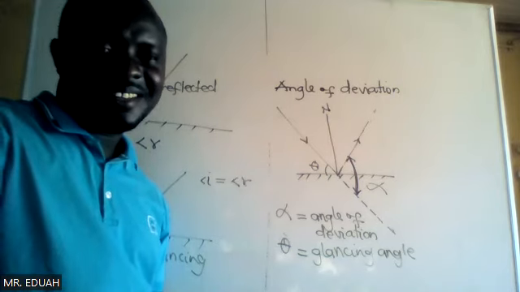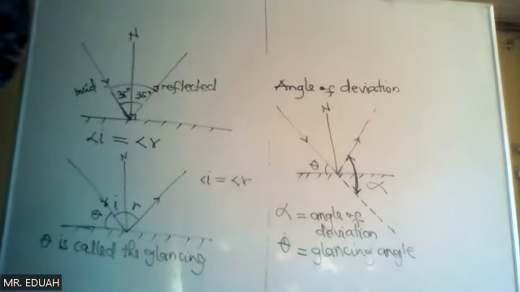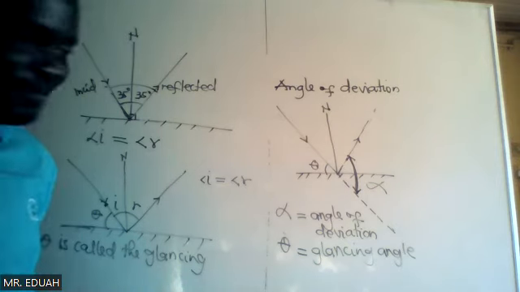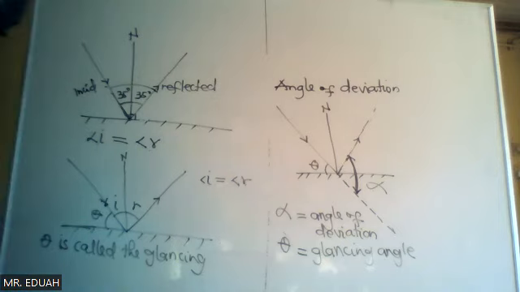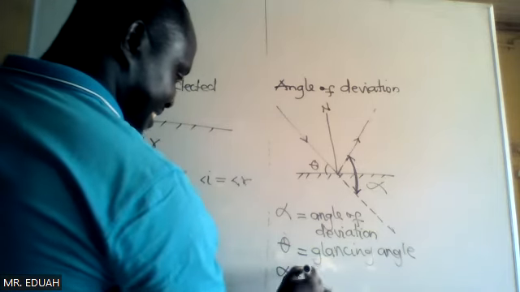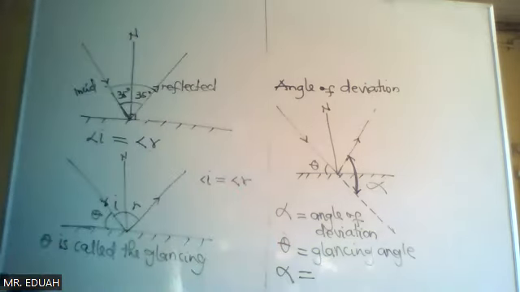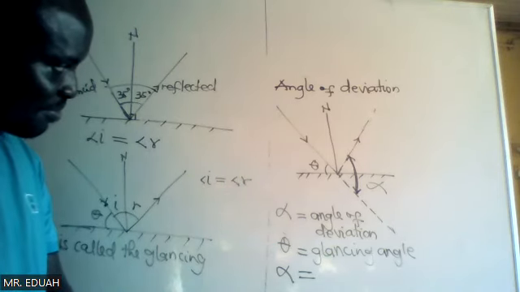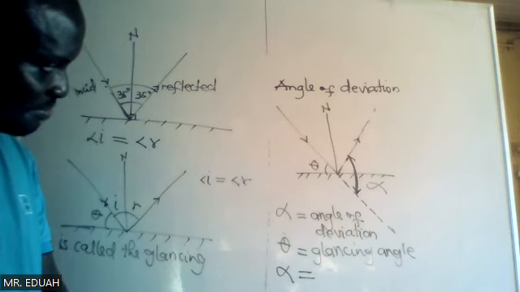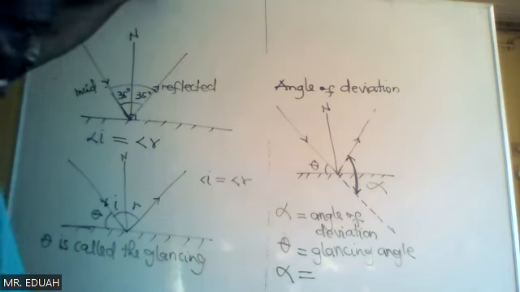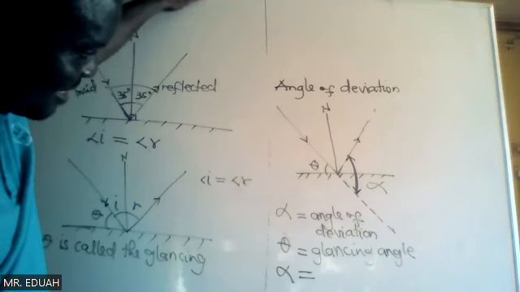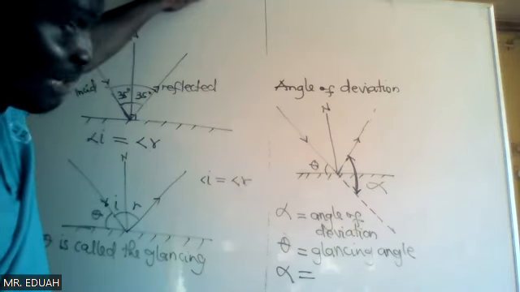Shamima, go ahead. The question is asking where the imaginary line is at. Between the imaginary line and the mirror, we use theta to represent it. No, we use A to represent it. So the deviation will be equal to theta plus A. Anyway, well done, but not 100%.